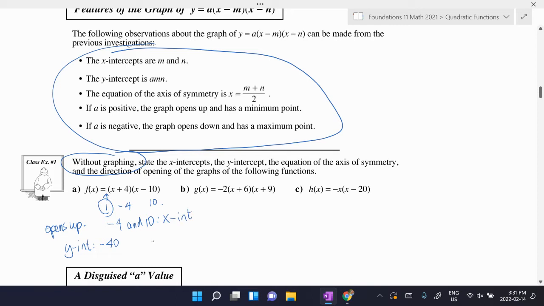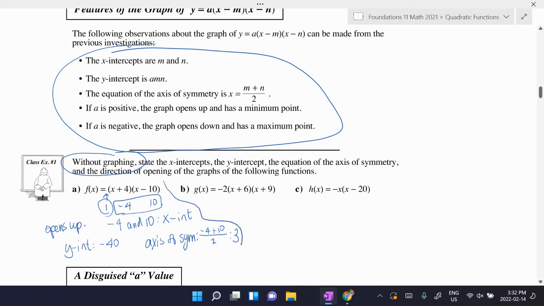And the last thing we need is the axis of symmetry, which remember is going to be between these 2 points. So what's directly between -4 and +10? And how you can do that is I'll take -4, I'll add 10 to it, and then I'll just divide it by 2. Find the middle point. So -4 plus 10 is 6. 6 divided by 2 is 3.